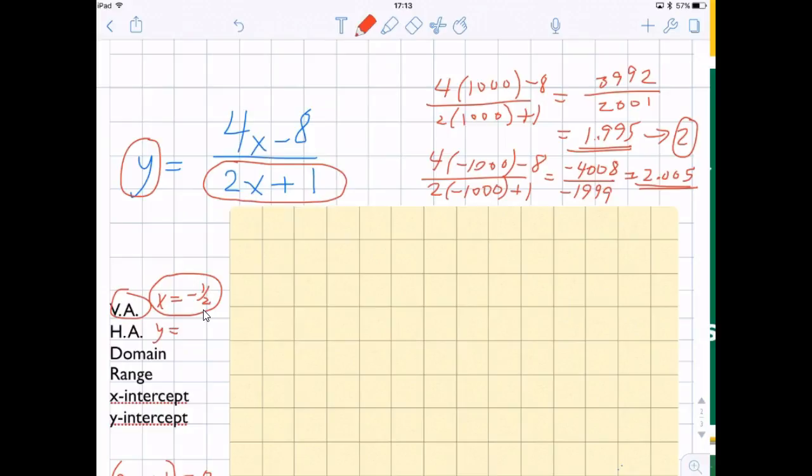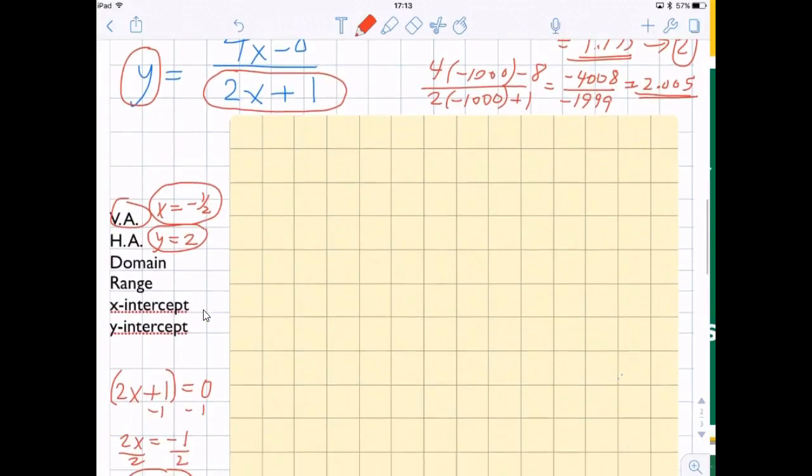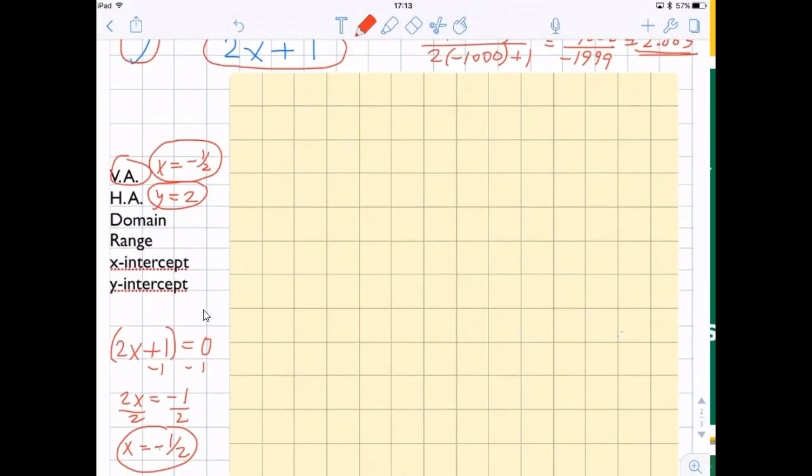And again, you must put y equals. The horizontal asymptote is not 2. The horizontal asymptote is a line. The equation of the line is y equals 2. Okay. I'm going to draw these lines x equals negative 1/2 and y equals 2. I'm going to draw it here on my graph. And again, remember that I'm dividing up each one of these units into 2 so that our graph can fit better.